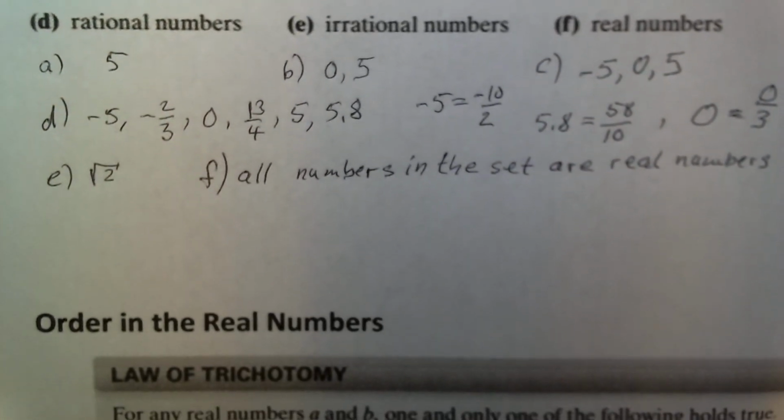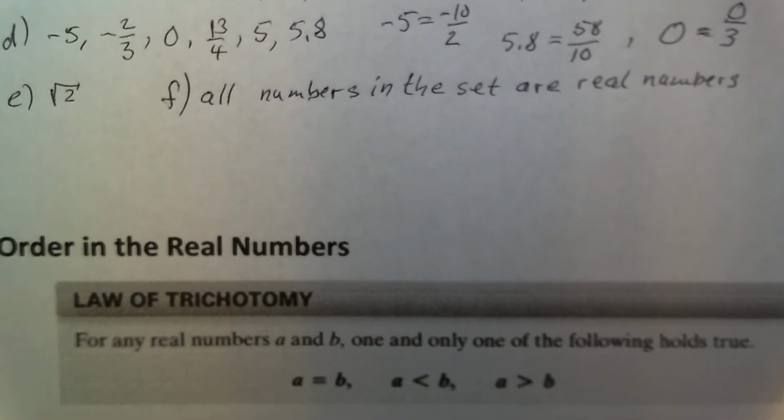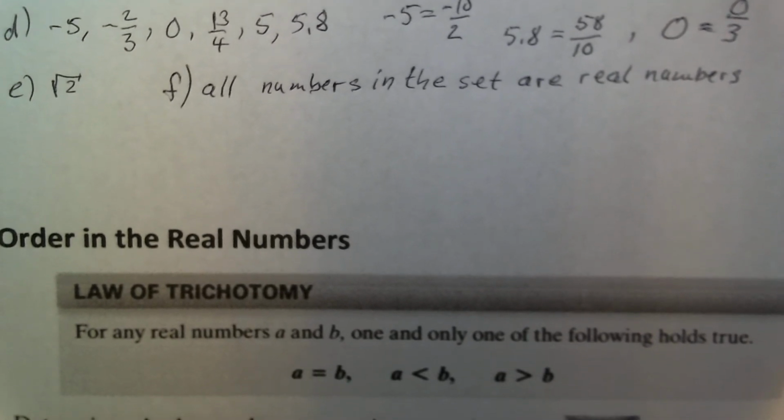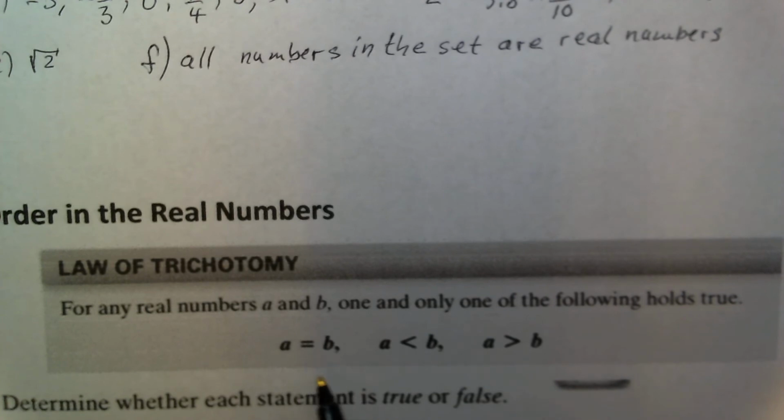Now then there's order in the real numbers, and there's a law of trichotomy. And so for any real numbers a and b, one and only one of the following holds true. Either a is equal to b, or a is less than b, or a is greater than b.